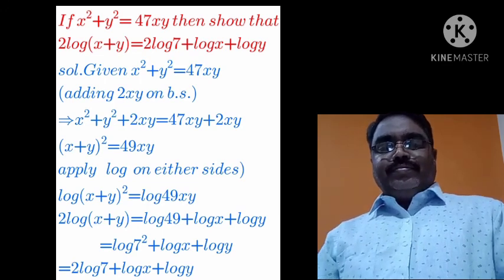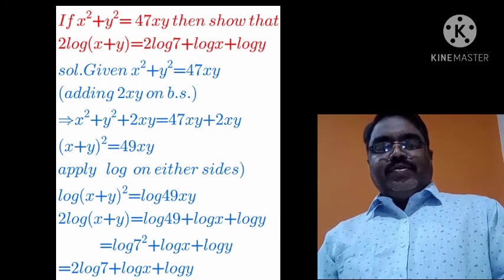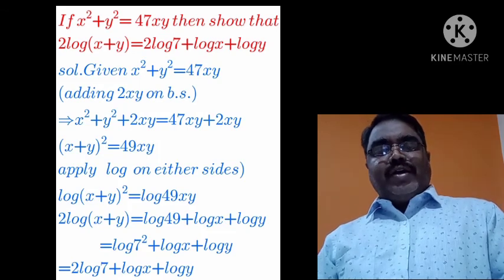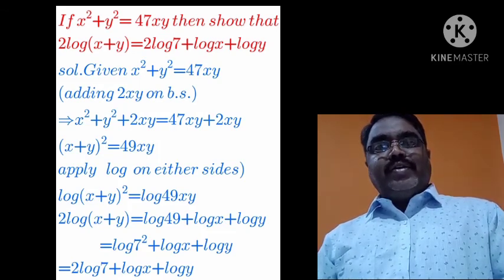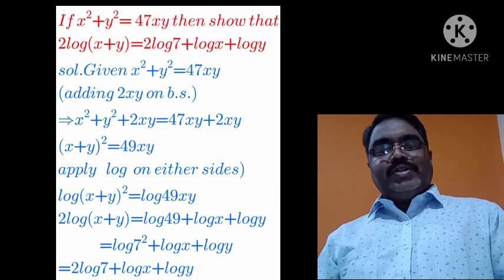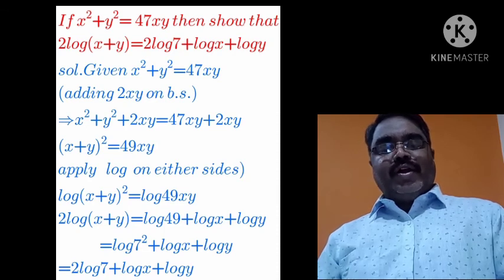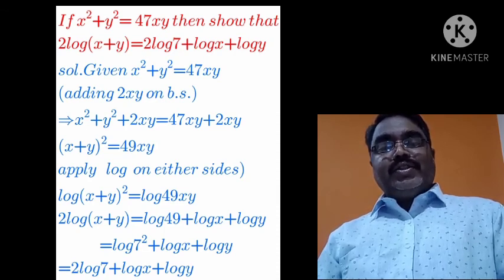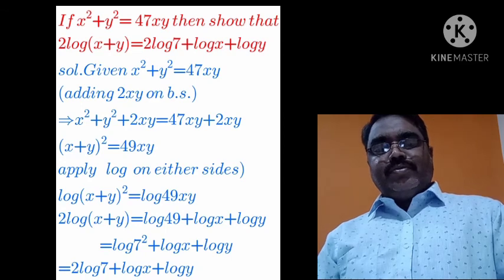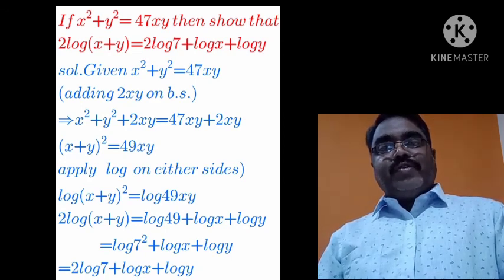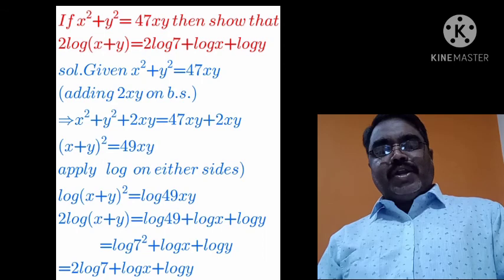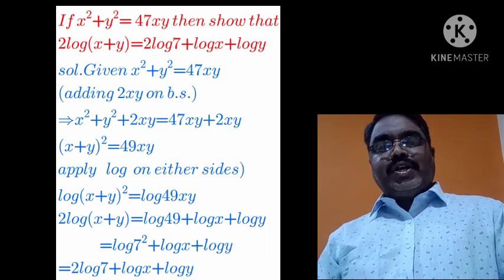And then I can write 49 as 7 square. Hence we get here log of 7 square plus log of x plus log of y. Again using the exponential law, we get 2 times log 7 plus log x plus log y. Hence it is proved.